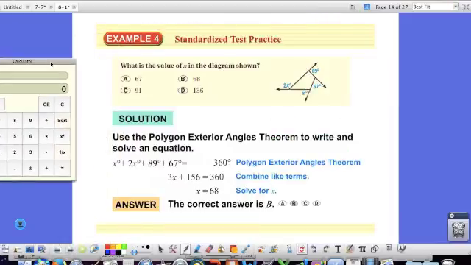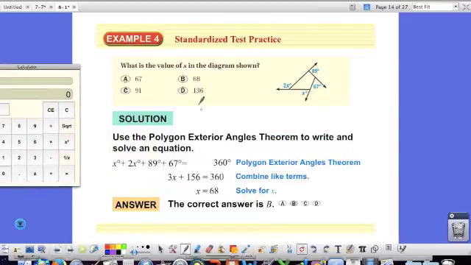So with that, we're going to look at a standardized test practice question. Which is the value of x in the diagram shown? Okay, this is a 4-sided shape. So x plus 2x plus 89 plus 67 equals 360. Combining like terms, 3x plus 156, because we added the 89 and the 67, equals 360.